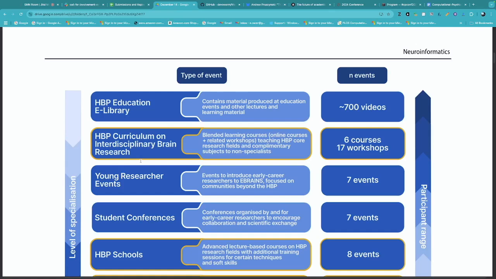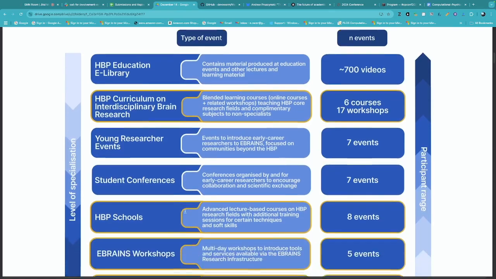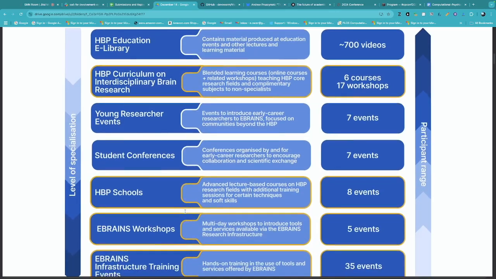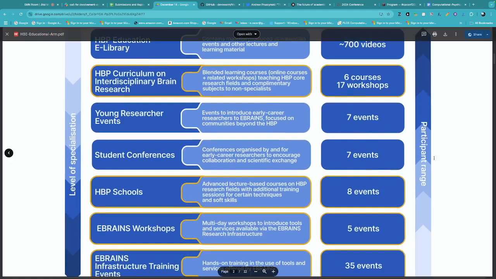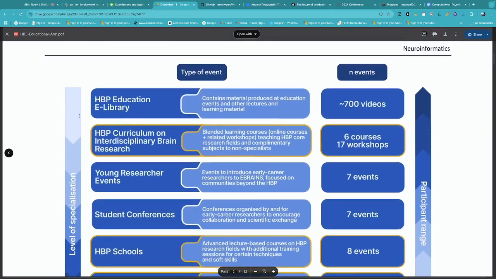And so what they're showing here is this figure that shows kind of the participant range, which means that they have these events that are both small and large. And then the level of specialization, which is where you have different types of resources for learning. So they have their resources here.